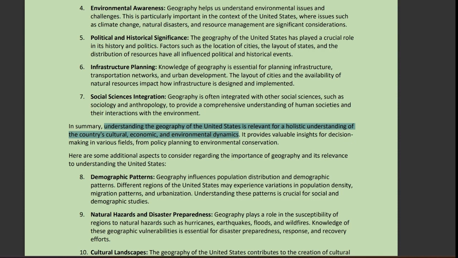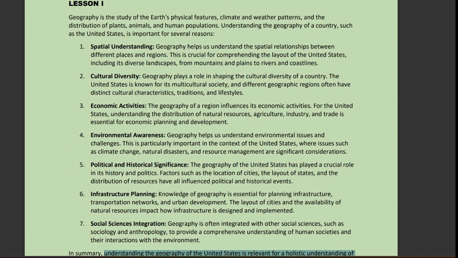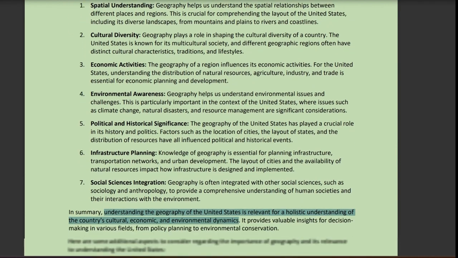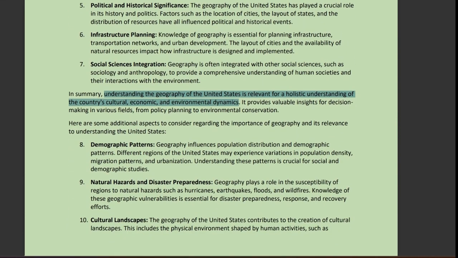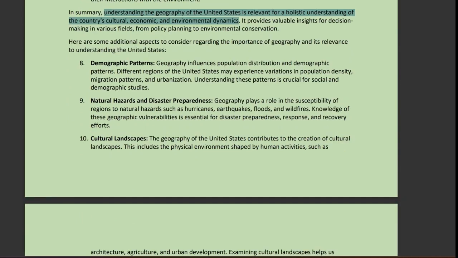But then, let's say these were several reasons, but here are some additional aspects to consider regarding the importance of geography. And of course, it's relevant to understand the United States.